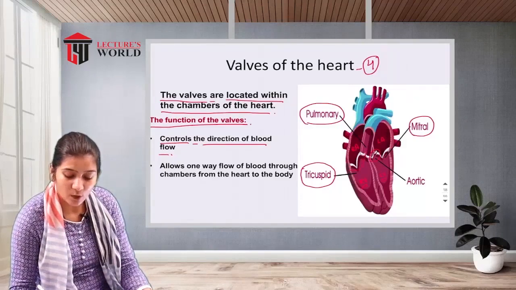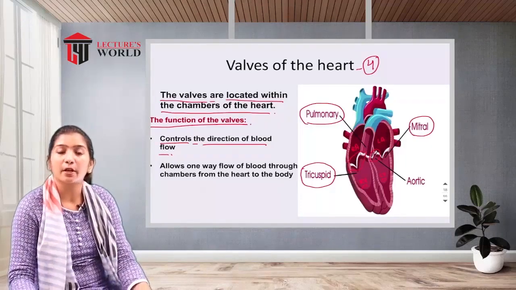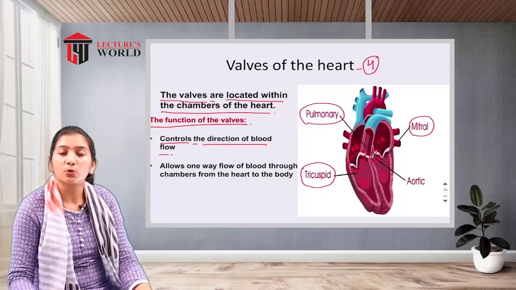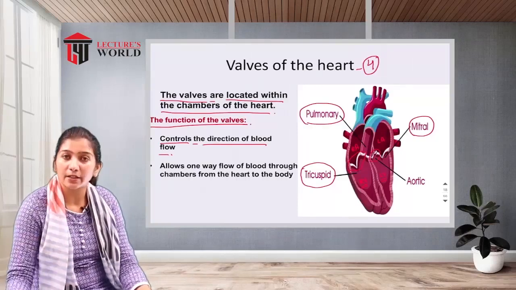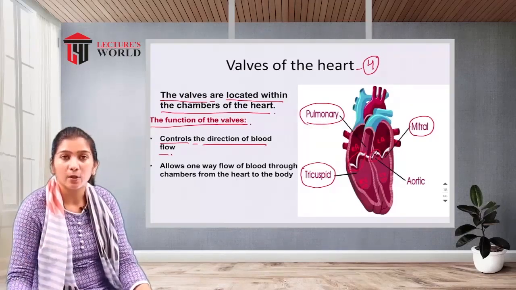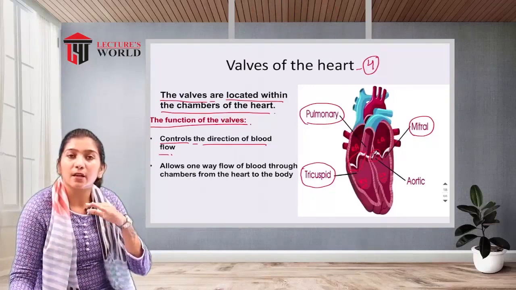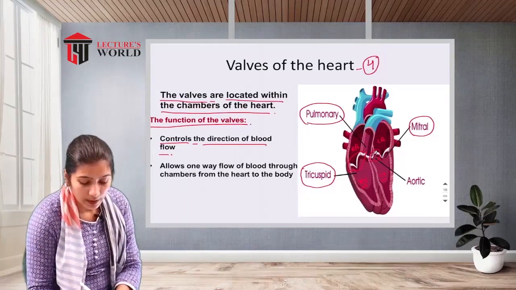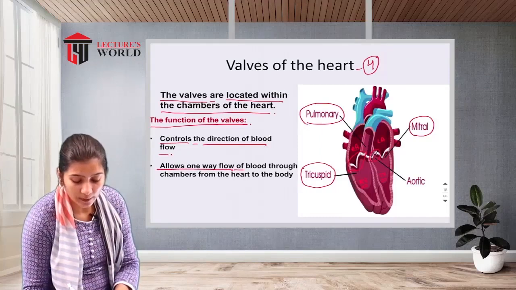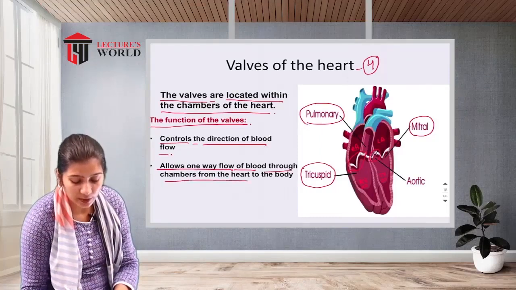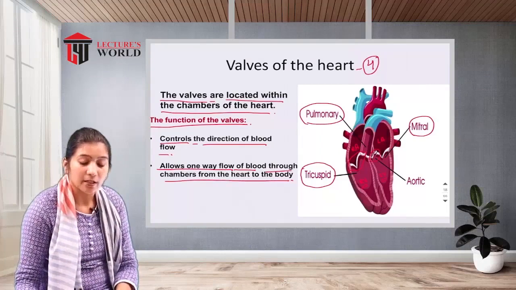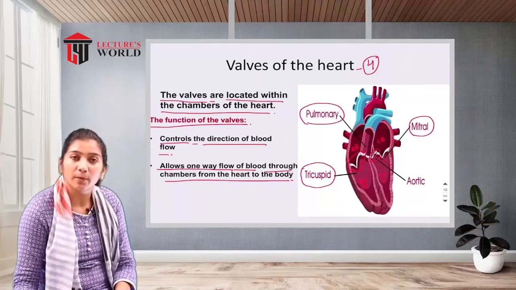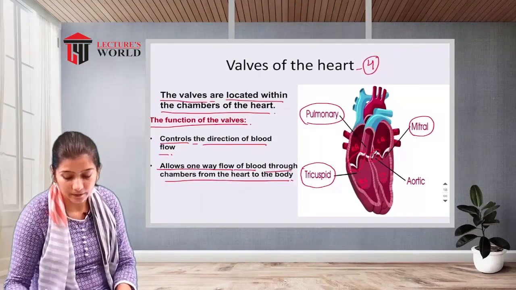If there is no valve present between the chambers, what happens? The blood will push out to the right atrium or left atrium. So it is controlling the flow of the blood. It allows one-way flow of the blood through the chambers from the heart to the body. So it is allowing the one-way flow of the blood in the heart.